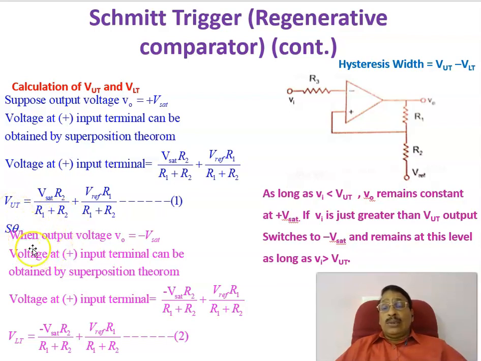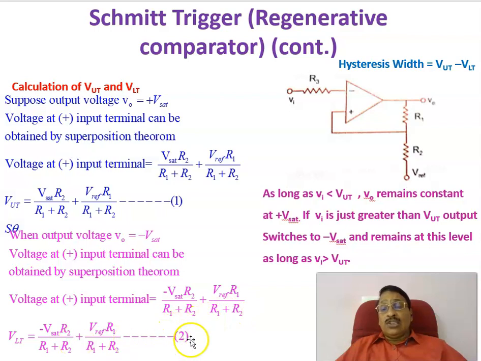In order to calculate the lower threshold voltage, when the output is equal to minus Vsat, what is the voltage coming at this point? Again you can apply the superposition theorem and calculate the voltage at the plus input terminal. Here it is equal to minus Vsat divided by R1 plus R2 into R2, plus, when V reference is present, this is grounded, V reference divided by R1 plus R2 into R1.